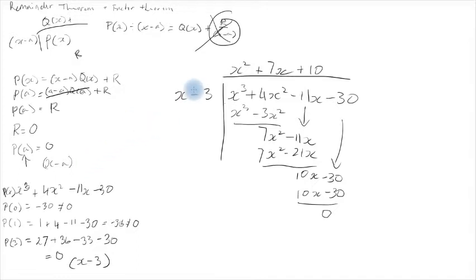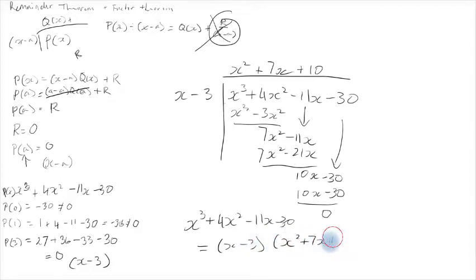So here we go. This cubic here, x cubed plus 4x squared minus 11x minus 30, is equal to x minus 3 times x squared plus 7x plus 10, our answer here. So there we go, and that's why it's called the factor theorem, because it finds this factor here, x minus 3. It's found that factor.